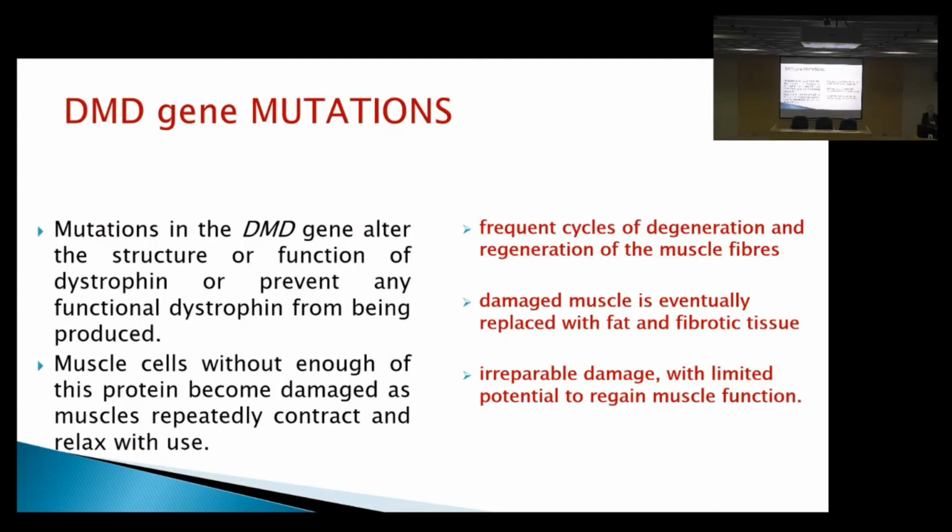Right? So what this will lead to in Duchenne, because of the lack of the dystrophin, will be a frequent cycle of degeneration and regeneration of the muscle fibers. And finally, all muscle fibers will be replaced with fibrotic tissue, and it's irreparable. I mean, you cannot reverse the damage. It's there. The muscle is just fiber, and nothing can be done.